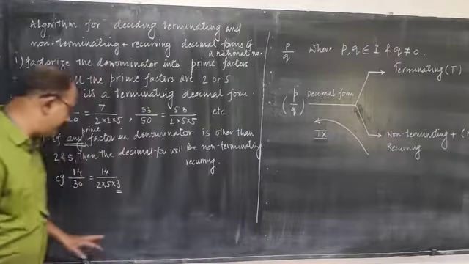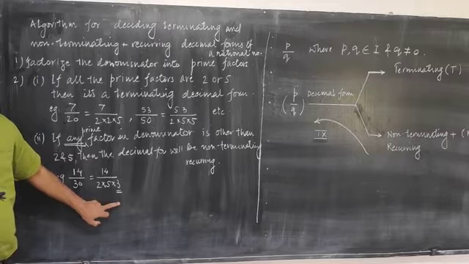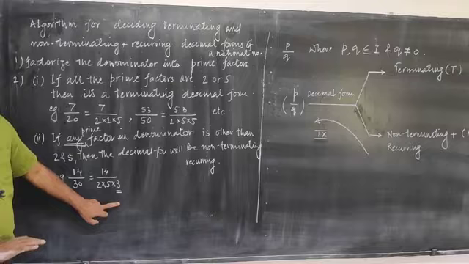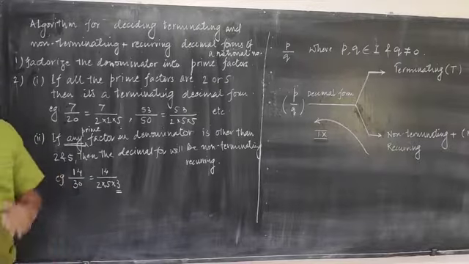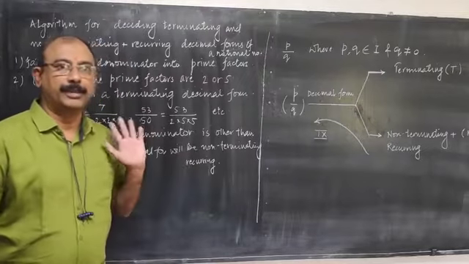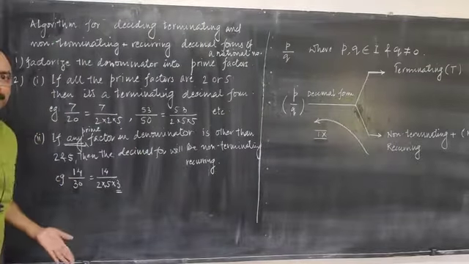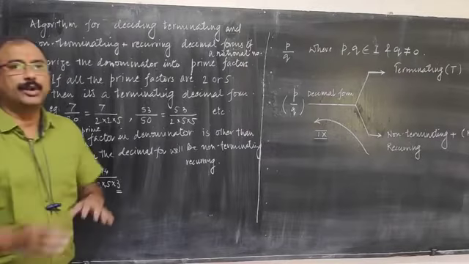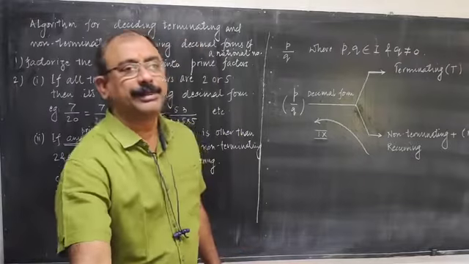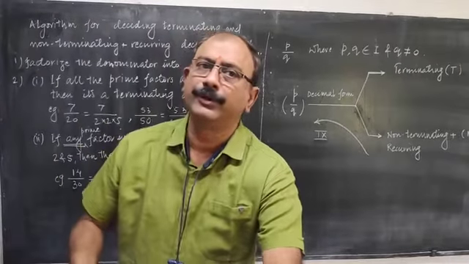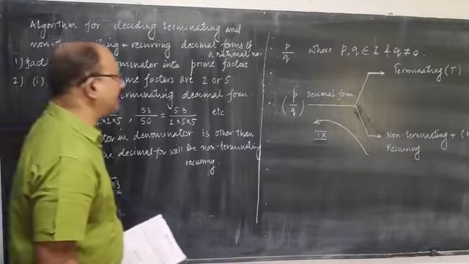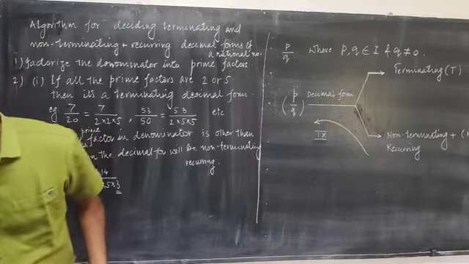If any factor in the denominator is other than 2 and 5, 2 चलता 5 चलता, उनके अलावा कुछ और रहा, then it is non-terminating recurring decimal form. So with the help of this algorithm, very easily we can observe the number and decide whether the decimal form is terminating or non-terminating. Some examples are given in the textbook. Let us discuss those examples orally. Let me rub this and write.